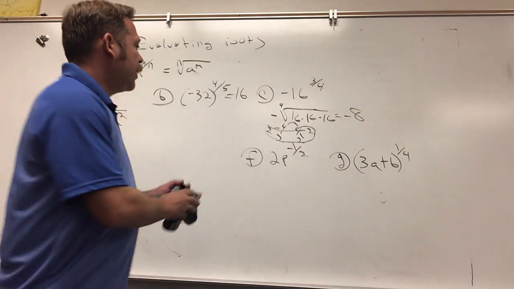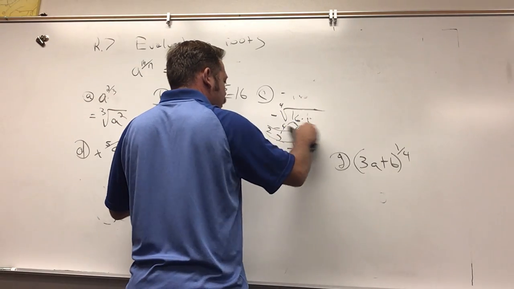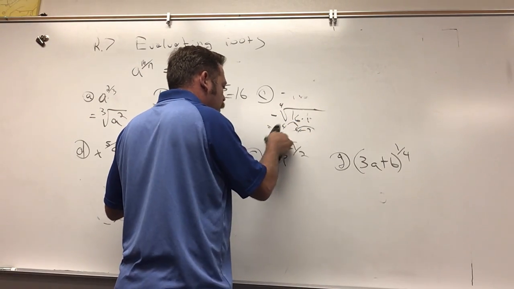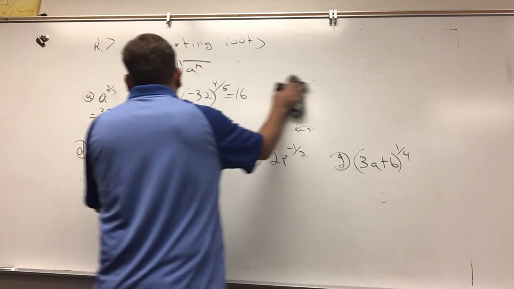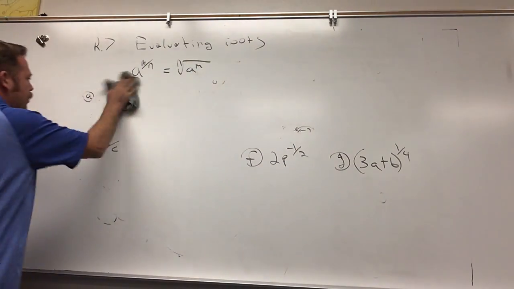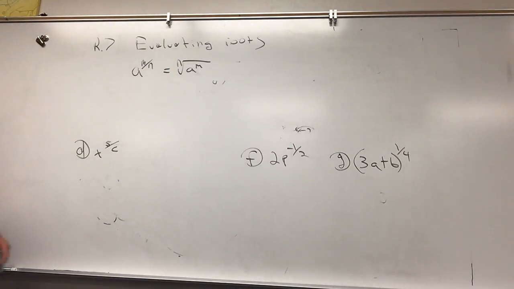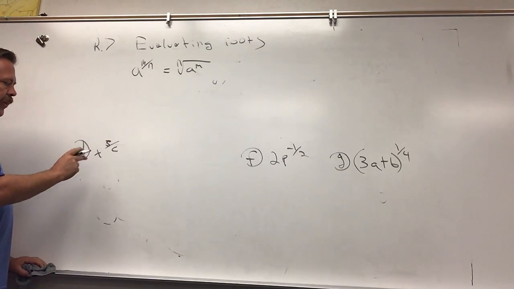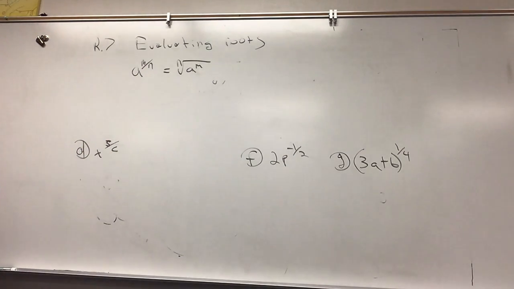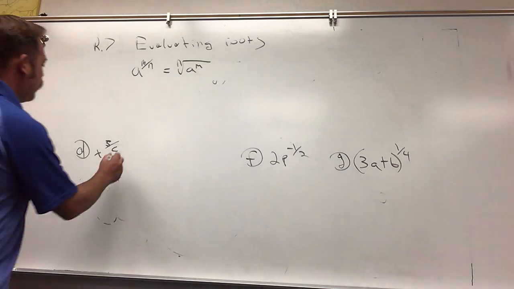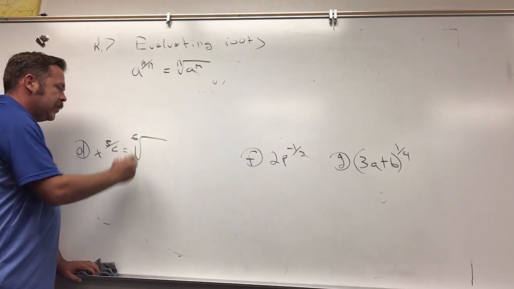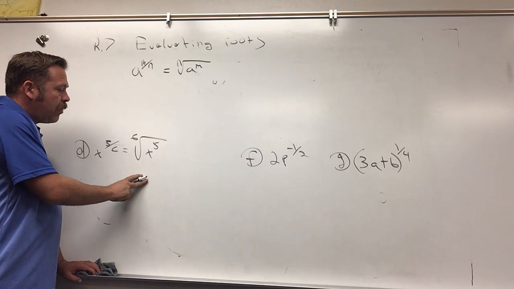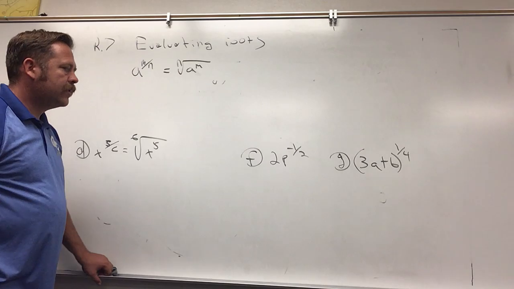Okay, let's clean things up a little bit. All right, let's do this practice problem D here. This was x to the 5/6. This one's pretty easy. There's nothing really tricky about that, right? The root number becomes 6, and x to the 5th. And I don't have enough x's to bring an x out, so I have to stop there.